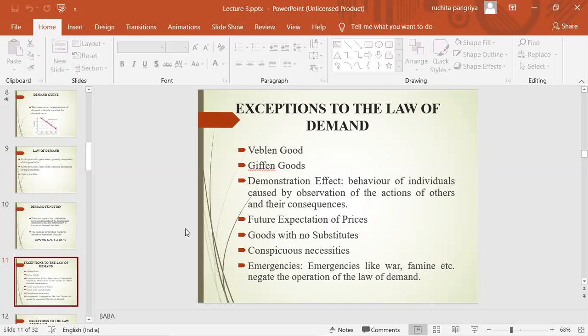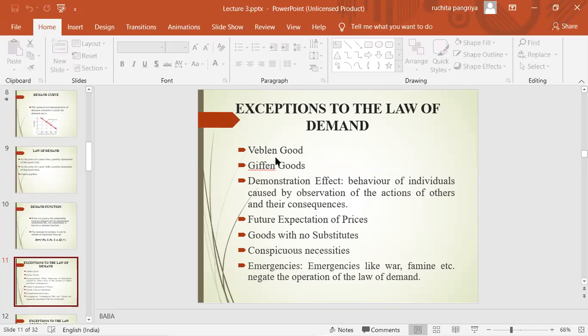These are Veblen goods, Giffen goods, demonstration effects, future expectations of price, goods with no substitute, conspicuous necessities, and emergencies. One by one we will discuss these. First of all is the Veblen good.